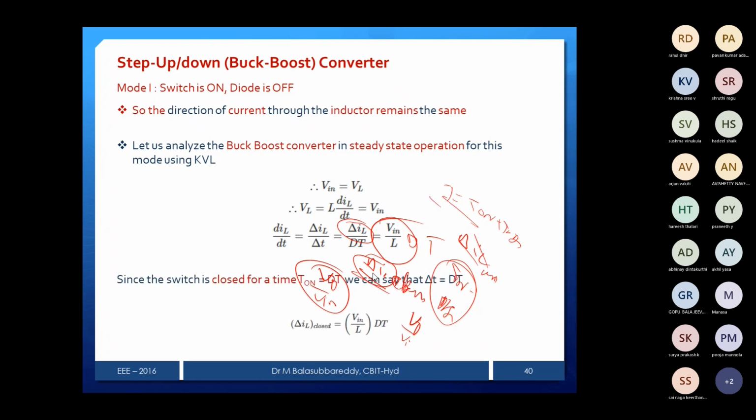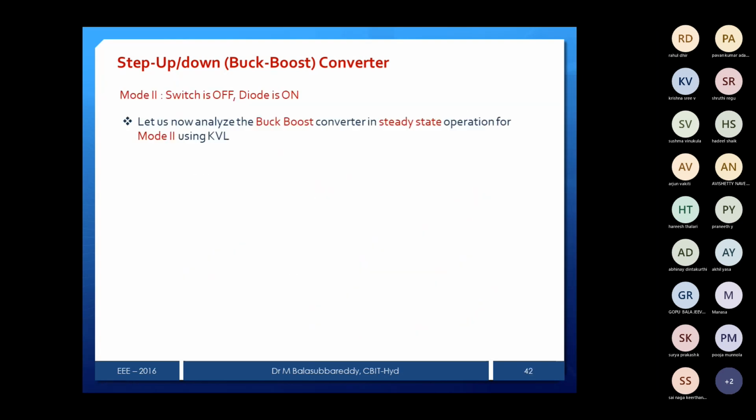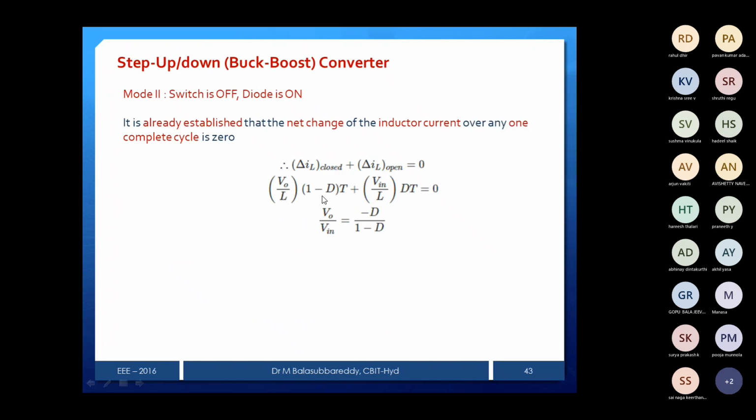We'll get the current relations. You can see that when the switch is closed, it is Vin by L into delta T. Similarly, when the switch is open, I will show here, it is equal to Vout by L. Now equate both. For one time period, if we equate it, as usual the open case is Vout by L into 1 minus D into T, and you can see that for one time interval, open plus close, the sum is equal to 0, and we'll get Vout by Vin.